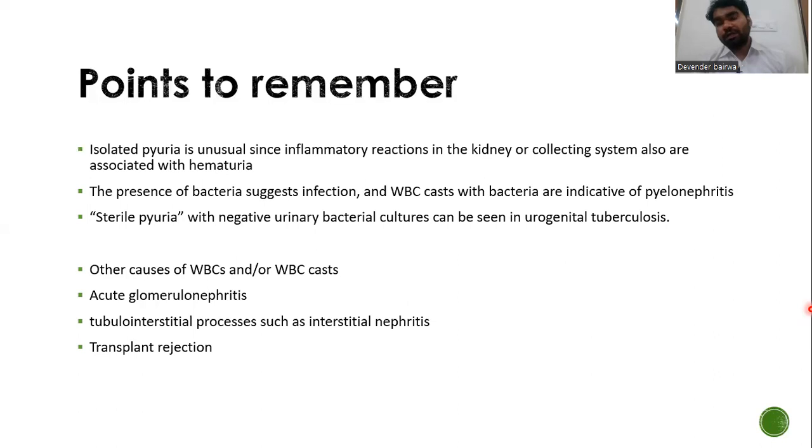So what happens in transplant patients? They are generally followed with the help of urinary microscopy. If presence of lots of WBCs are there, then one possibility of presence of WBC in urine is transplant rejection.